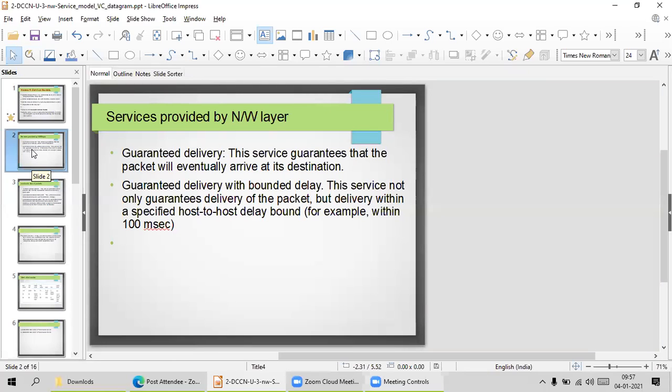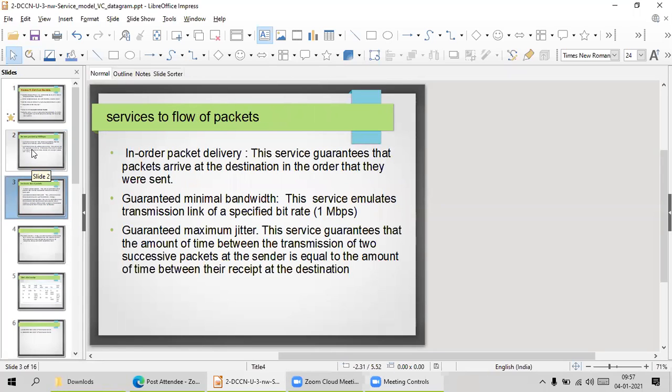Next we have in-order packet delivery, which we have discussed. This service guarantees that packets arrive at the destination in the order that they were sent. That means in whatever order the packets are sent, they should reach the destination in the same order.